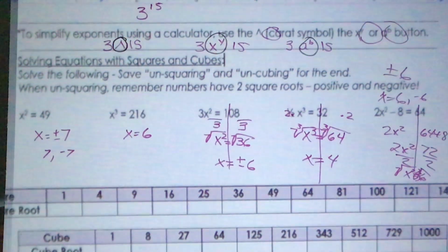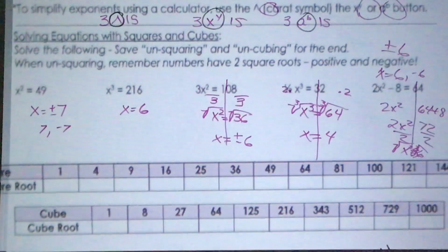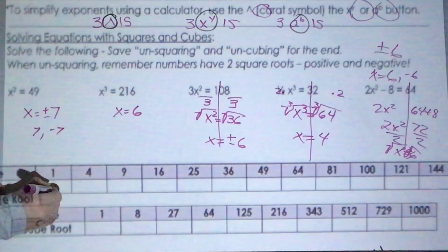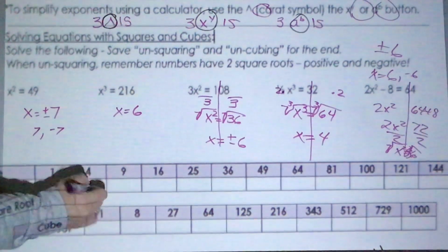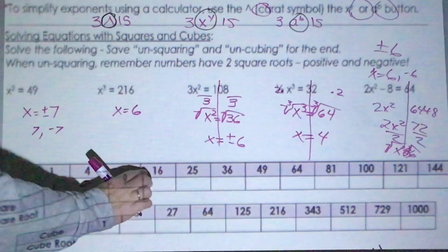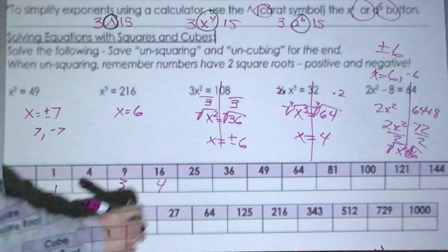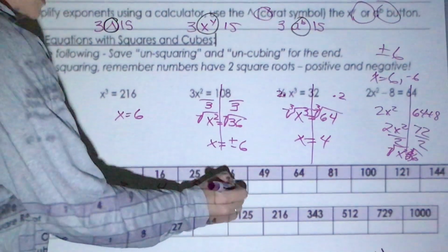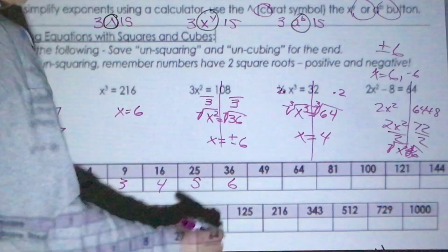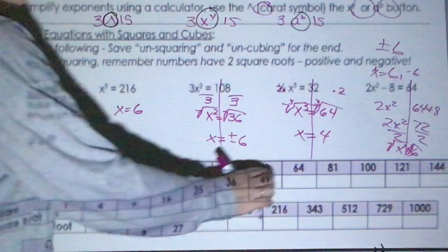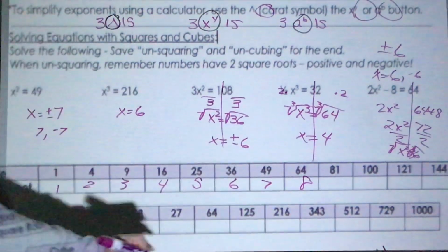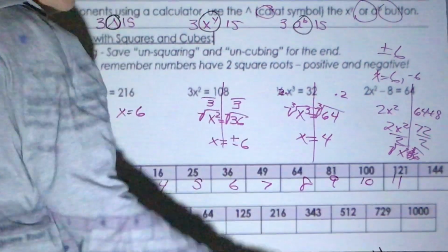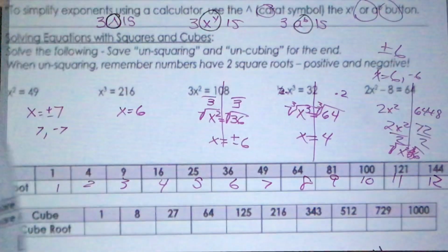So it's good to know your perfect cubes and squares to be able to solve equations with square roots quickly. The square root of 1 is 1, square root of 4 is 2, square root of 9 is 3, square root of 16 is 4, square root of 25 is 5, square root of 36 is 6, square root of 49 is 7, square root of 64 is 8, square root of 81 is 9, 100 is 10, 121 is 11, and 144 is 12.